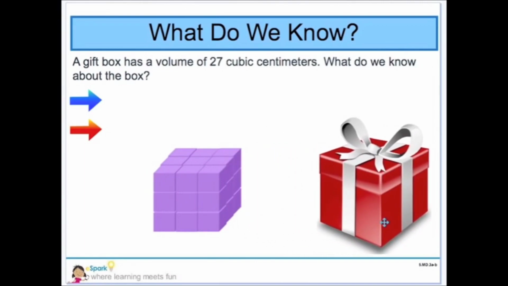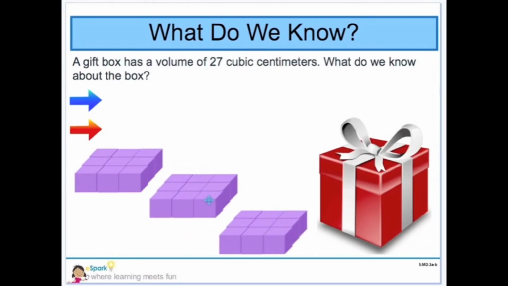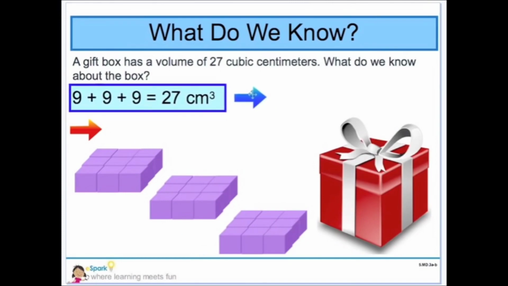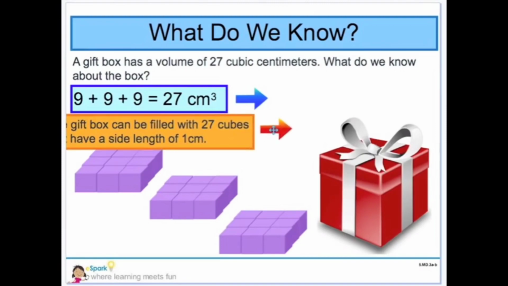We know from our previous work that we can pull apart these layers and write an equation. 9 plus 9 plus 9 equals 27 centimeters cubed. We know that since we are talking about volume, we have to say 27 centimeters cubed. Another way we can say that is the gift box can be filled with 27 cubes that have a side length of 1 centimeter.